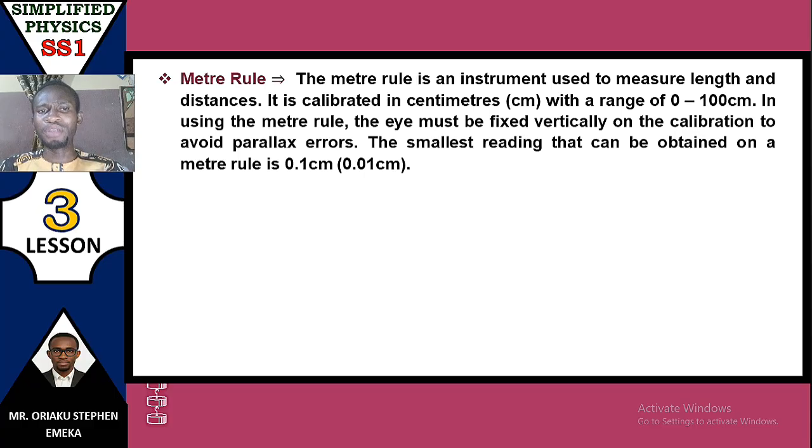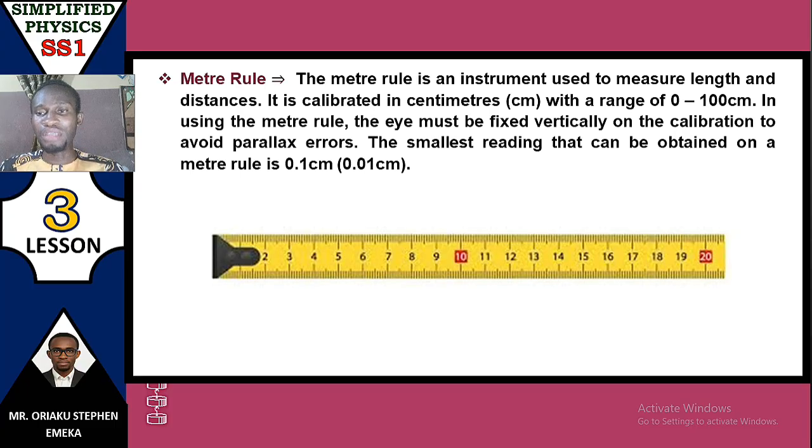Now whenever we are using our meter rule, we have to be careful, because when we take a reading, we have to avoid what is called error due to parallax. What error due to parallax means is that you have to look directly over the meter rule to get the accurate reading, not look at it from the side. The smallest reading that can be obtained on the meter rule is 0.1 centimeter, which is 1 millimeter. So this is a sample of how a portion of a meter rule looks.